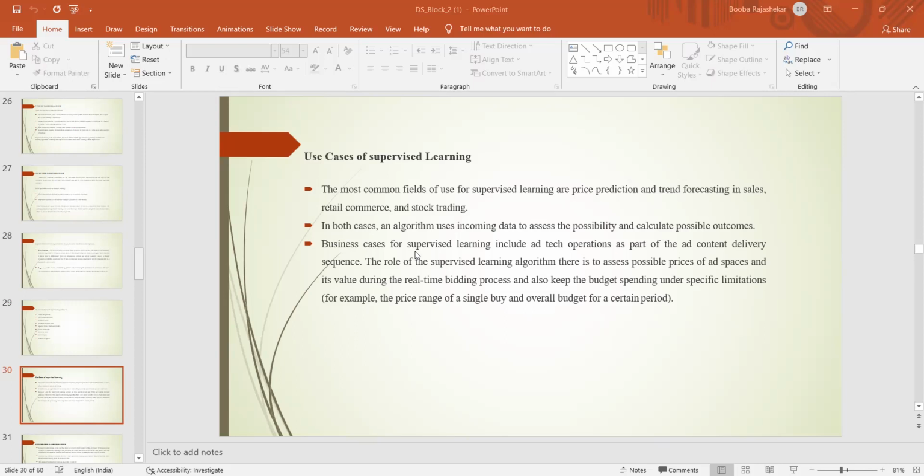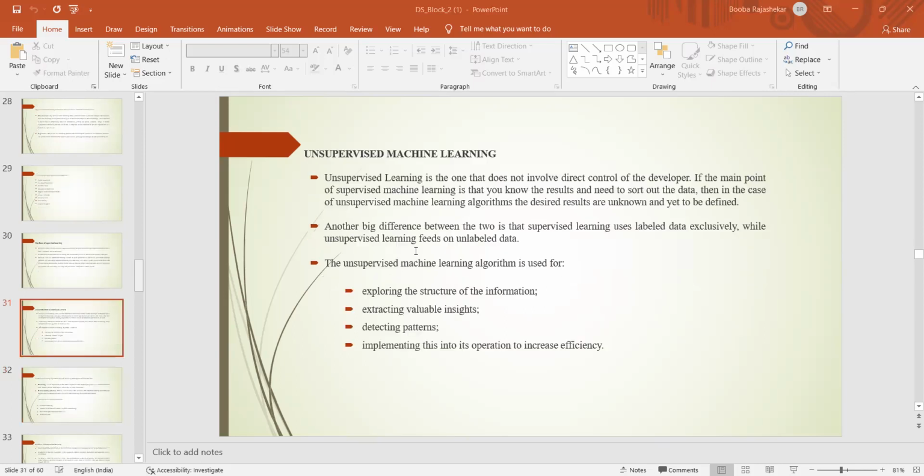The business cases for supervised learning include ad tech operations as part of the ad content delivery sequence. The role of the supervised learning algorithm there is to assess the possible prices of ad spaces and their value during the real-time bidding process, and also to keep the budget spending under specific limitations.